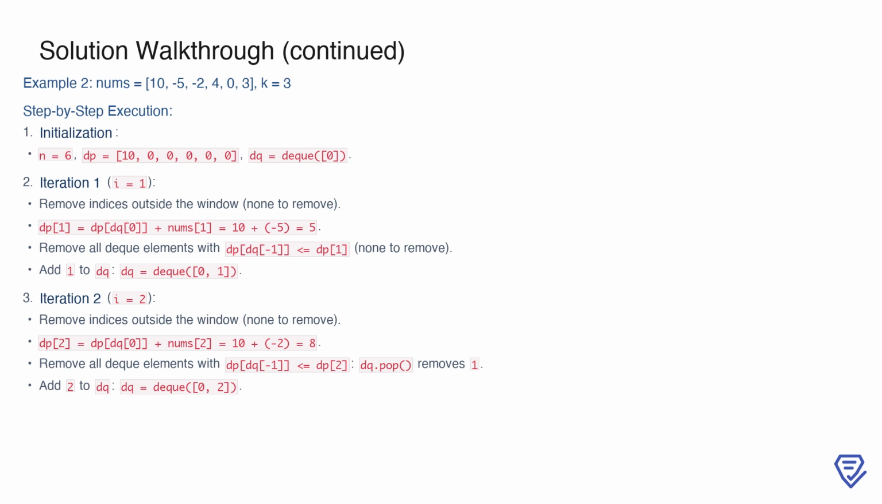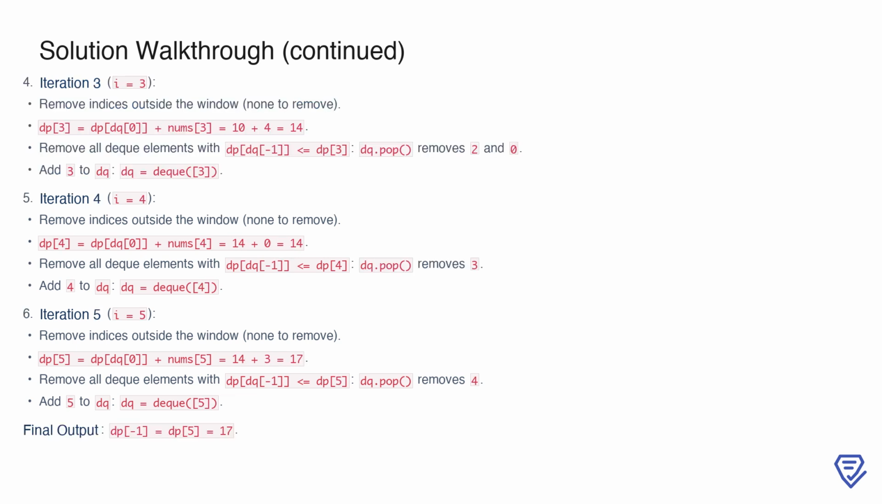Here, we remove index 1 from the deque because its dp value of 5 is less than dp[2]. After this, we add index 2 to the deque, leaving us with dq equals [0, 2]. When i equals 3, there are still no indices outside the window, so we calculate dp[3] as dp[dq[0]] plus nums[3], which equals 10 plus 4 equals 14.